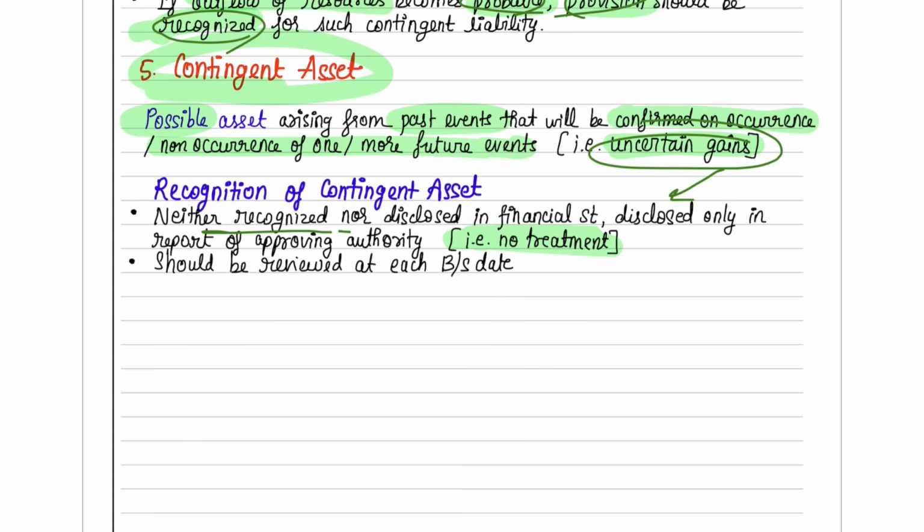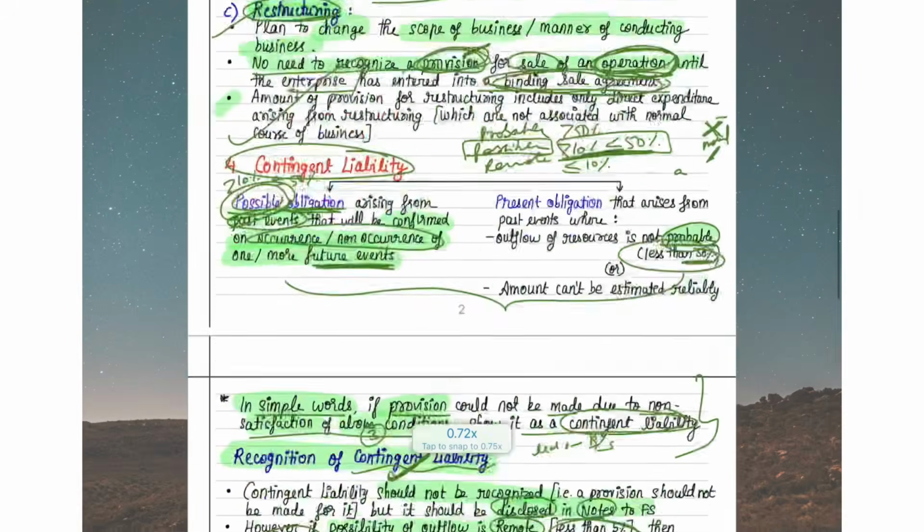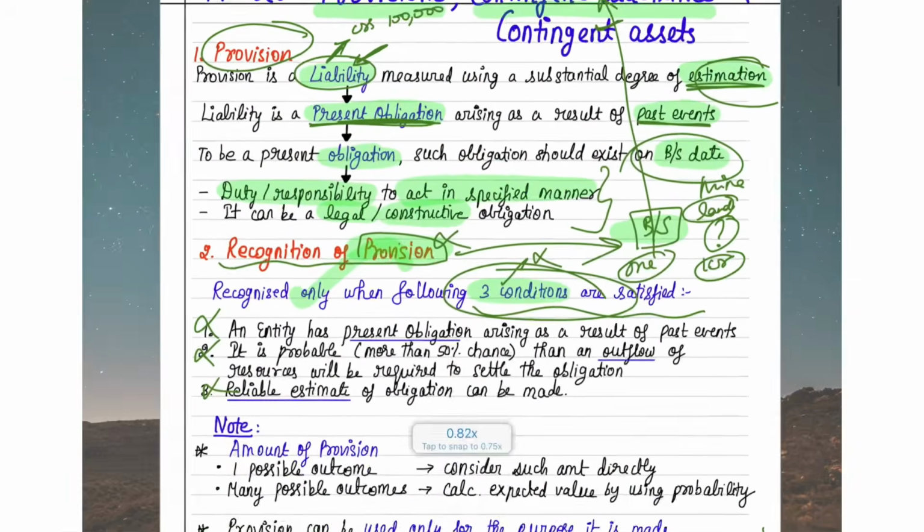So it is neither recognized nor does it need any disclosure. Both you need not do. Provision, we said you have to recognize in your books as a liability. Contingent liability, we said you will have to disclose. Contingent asset, you need not recognize, you need not disclose. No treatment for it. Just review at each balance sheet date whether it is becoming an asset or not. That's it. So yes guys, I hope you understood the standard.